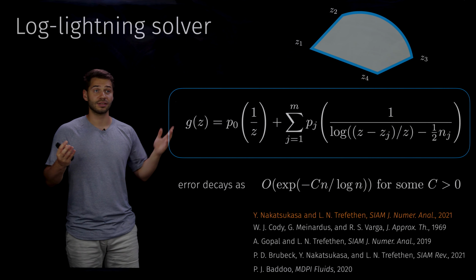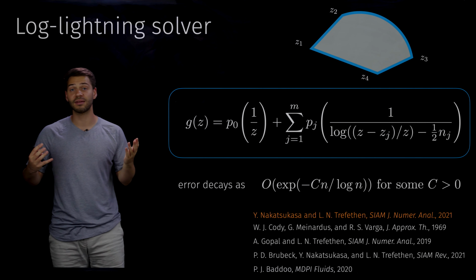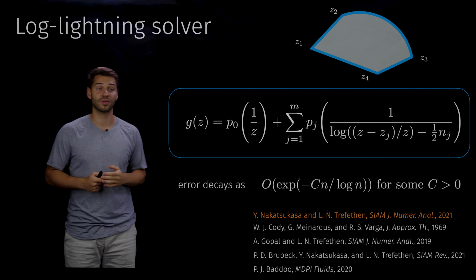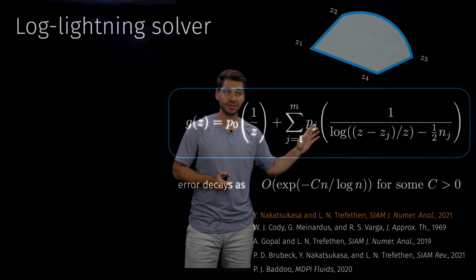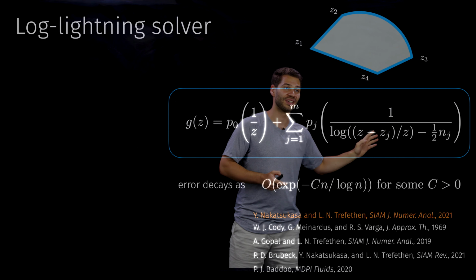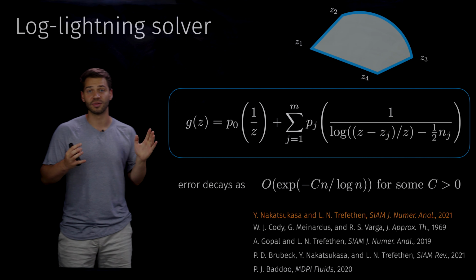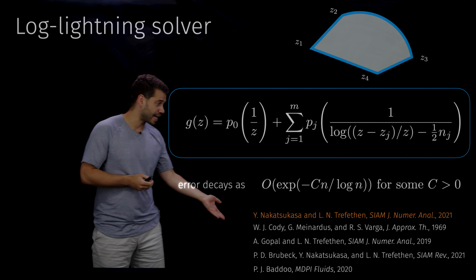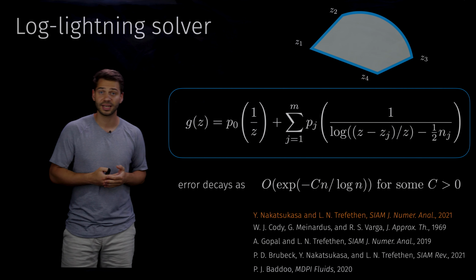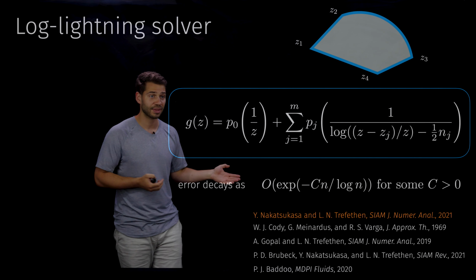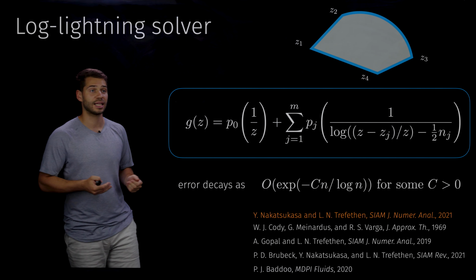But when we have corners in our domain, like this, where we have one at z1, z2, z3, and z4, then we need to account for the singular behavior of the Green's function at those corners. That's represented by this sum. Again, these p's are polynomials, but now it's a polynomial in 1 over this strange-looking logarithm term. The justification for this reciprocal log expression is given in this paper. There, it's proved that the error in approximation decays almost linearly in n, where n is the total number of terms included in this sum.